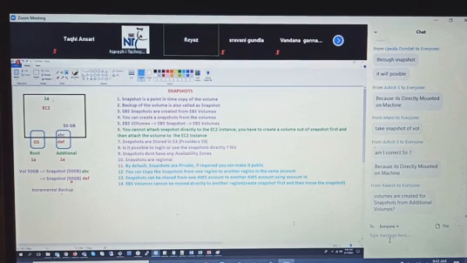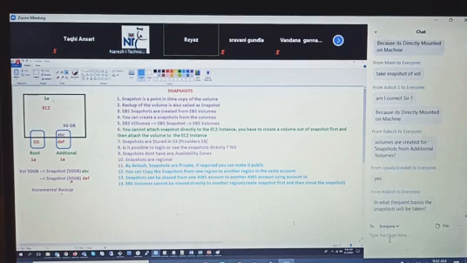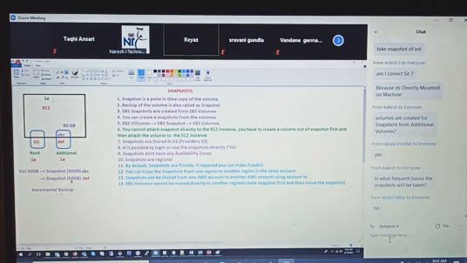Volumes are created from a snapshot, from an additional volume. Guys, did I mention anywhere whether it is an additional volume or root volume? I was mentioning only volumes. So everything is applicable for both root volumes and additional volumes.